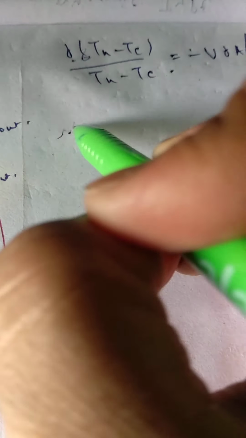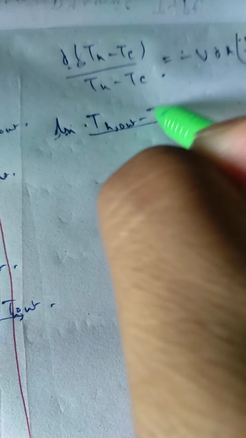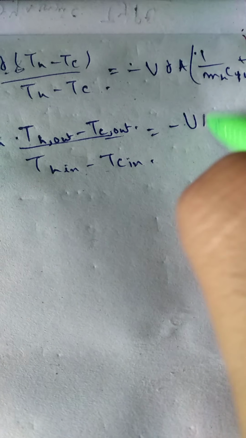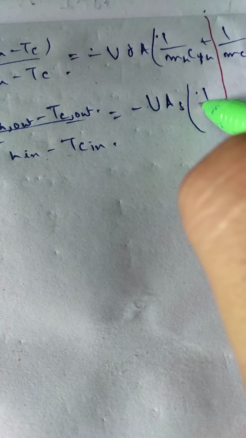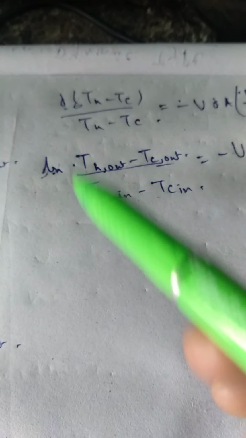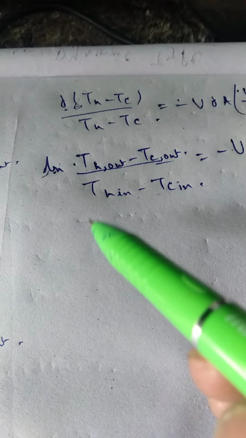So we get ln of the temperature difference at the outlet, Th out minus Tc out, over that at the inlet, Th in minus Tc in, equal to minus UAs times (1 by mH Cph plus 1 by mC Cpc). For dA by A, the integration gives us ln, and we integrate between the outlet and the inlet, so we get this value finally. Okay, you have understood this?